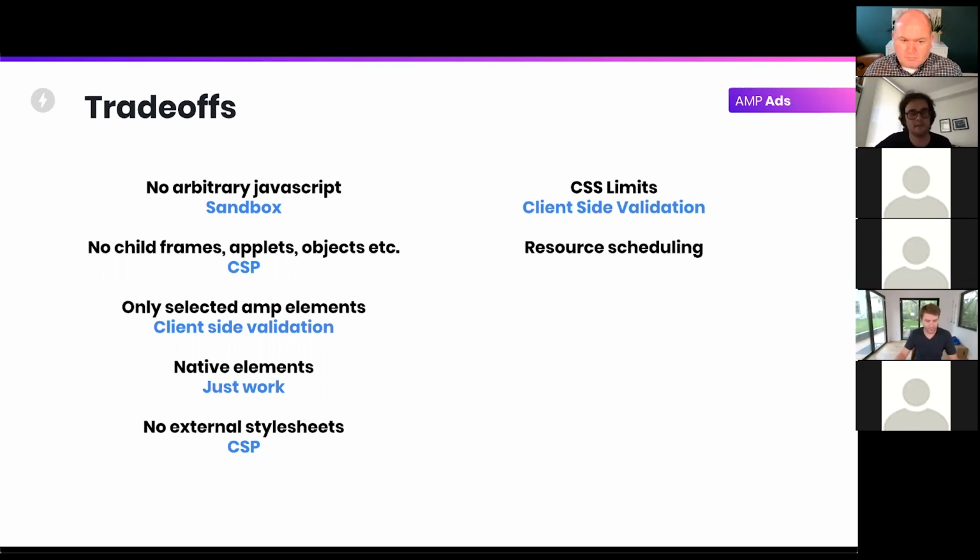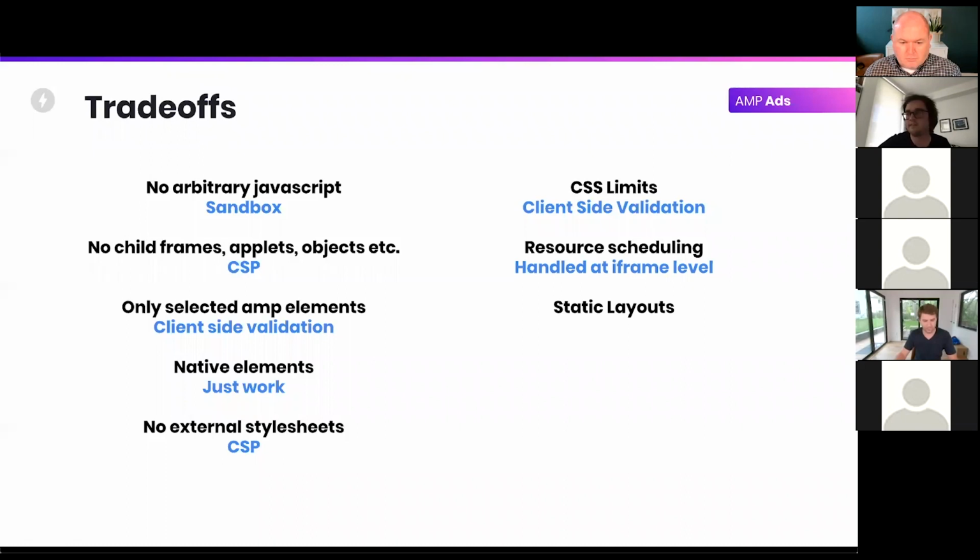Resource scheduling. So this one's a little different than it was before as well. Because we're going to allow things like images, we may lose a little control over specific elements inside the ad, inside the iframe. But we think this is an okay trade-off to make because the iframe as a whole will still be scheduled by the AMP runtime. So instead of each piece of the iframe, we're moving a level up to where the iframe itself will be scheduled and should be handled at that level.